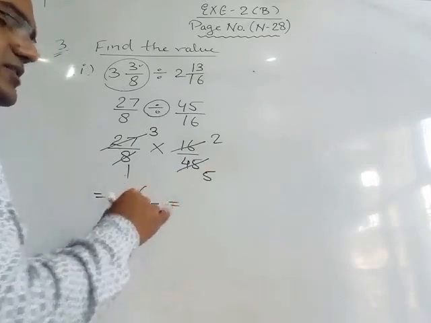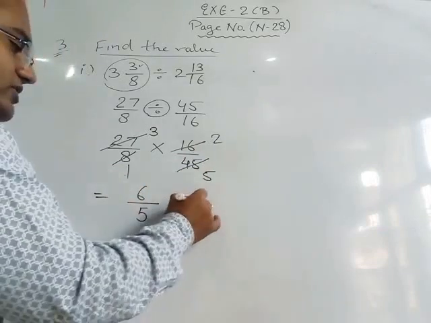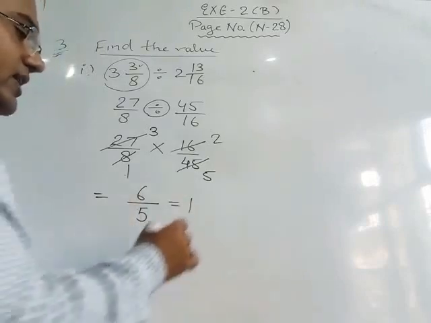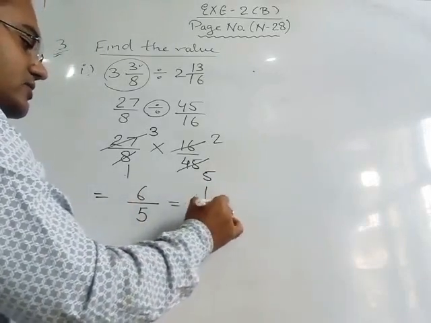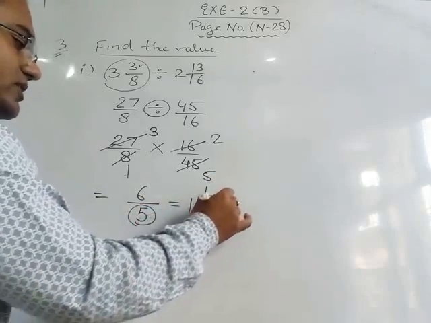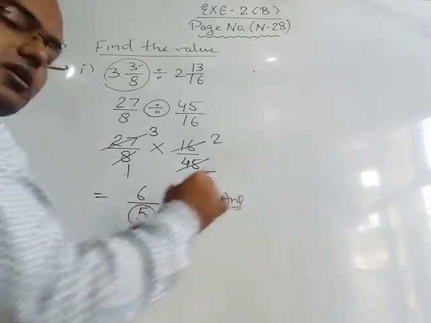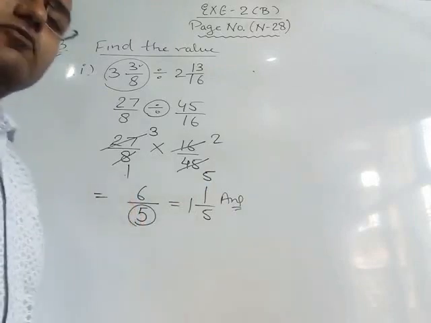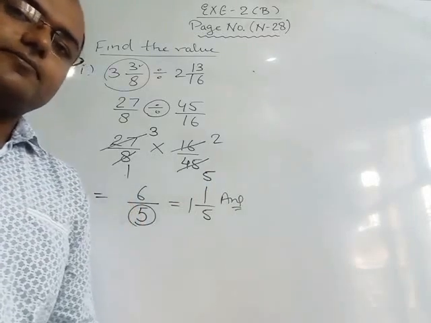Now we will convert this into a mixed fraction. 5 1s are 5, remainder will be 1. That remainder we have to write on top. So 1 whole 1 upon this 5 we have to write in the denominator. So the final answer is 1 whole 1 upon 5. So like this you have to do question number 3, first part.